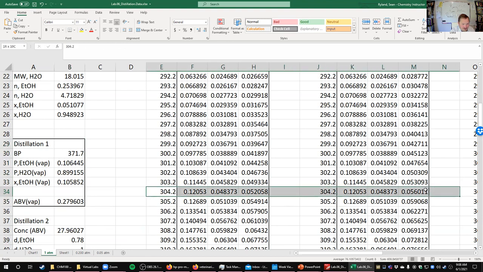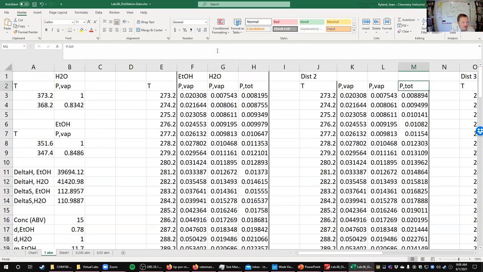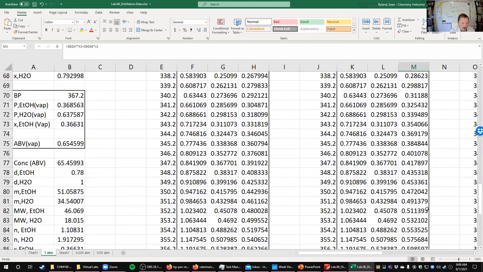In fact, if you look here at distillation one versus distillation two, the vapor pressure of the pure solvents is the same for both. The only thing that's different is that we're starting with a different mole fraction. Instead of starting with 0.05 mole fraction of ethanol, we're starting with this mole fraction of ethanol. So that's going to affect this third column, our total vapor pressure, because our total vapor pressure was based on the mole fraction in the liquid. And so you should get to the boiling point.